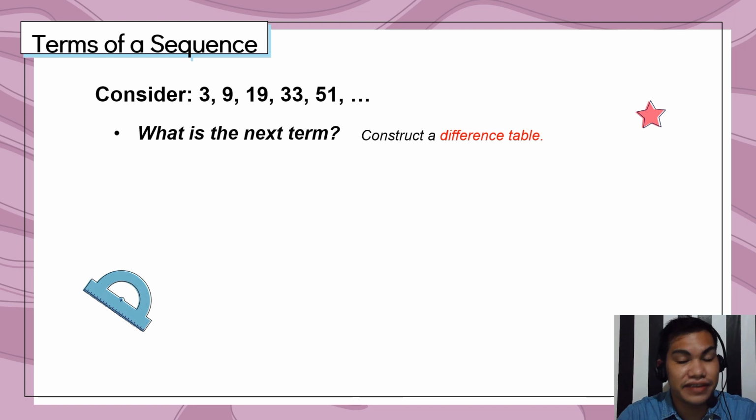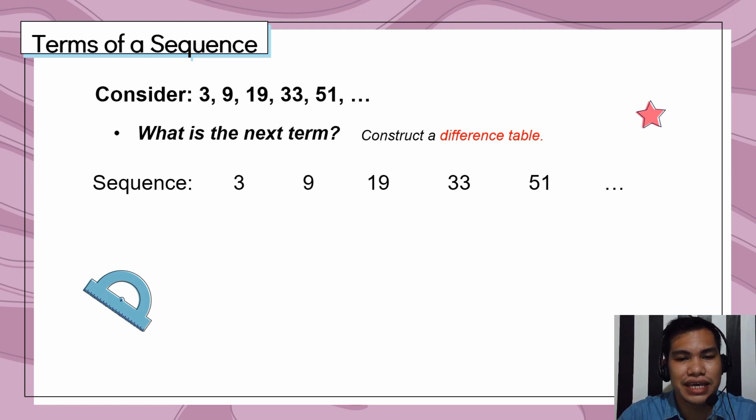Anong ibig sabihin ng difference table? From the word difference, diba? Pag may istorya tag difference, gina-minus nato. Sige, na itong buhaton karon. We are given the sequence, atong sequence, no? 3, 9, 19, 33, 51, and so on. Atong buhaton karon, atong ipang minus ang mga terms. So meaning, kuhaon na to ilang differences. So let's get their first differences.